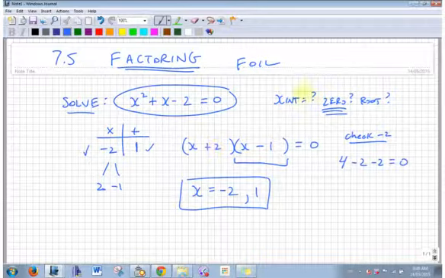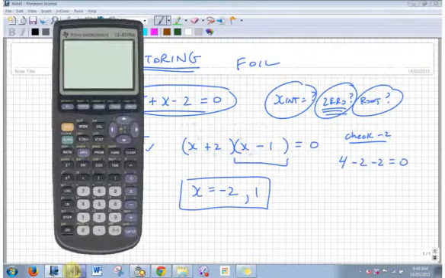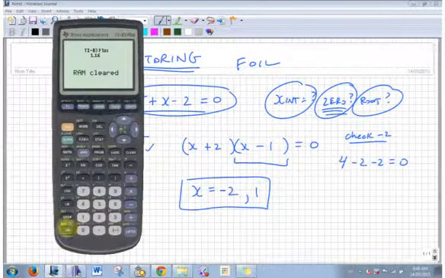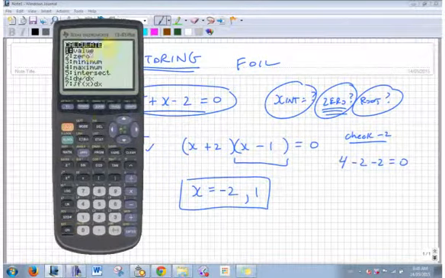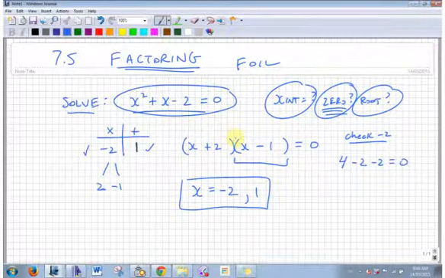Again, that's my x-intercepts, that's my zeros, that's my roots. If I put this in my graphing calculator and find the zeros, I'm going to get the same thing. So you can do that on your test. I'm not going to say you're not allowed to use it, but we should know how to do that.